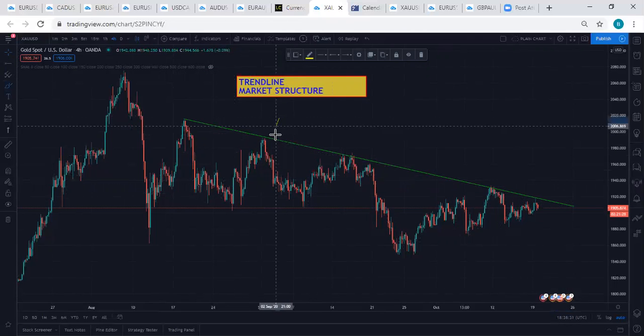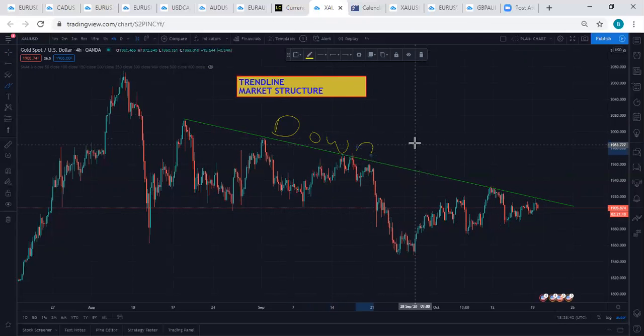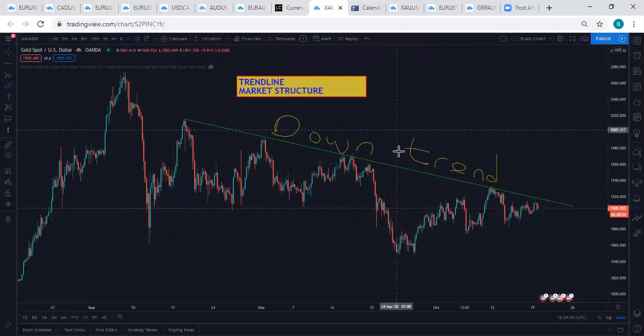This is what we call a downtrend line, D-O-W-N, downtrend line. This is a downtrend. Let me remove the line. This is a downtrend. There's no space in between them. Why is it a downtrend?